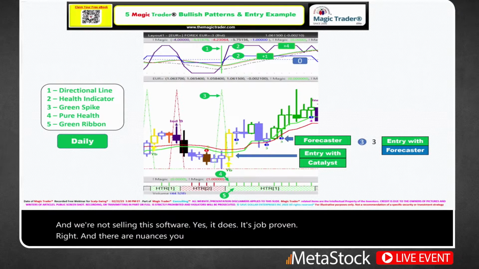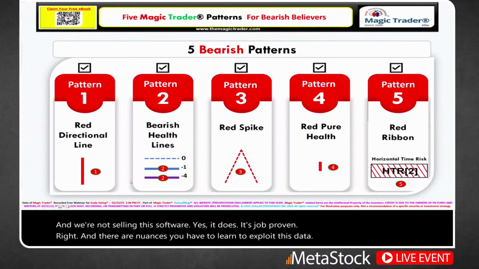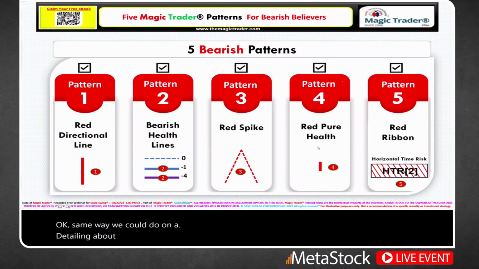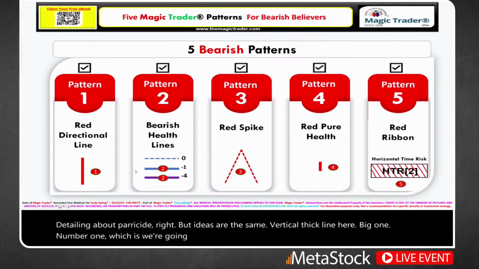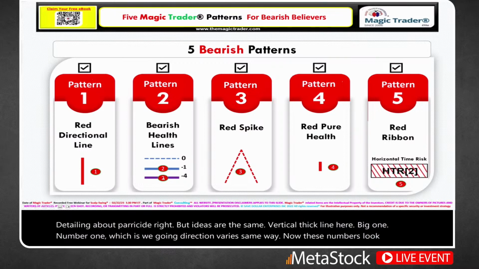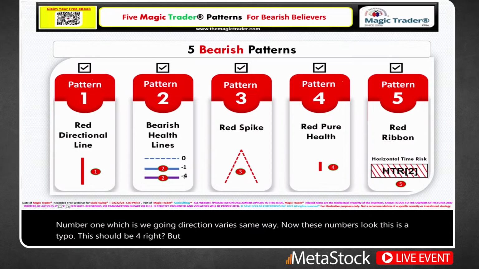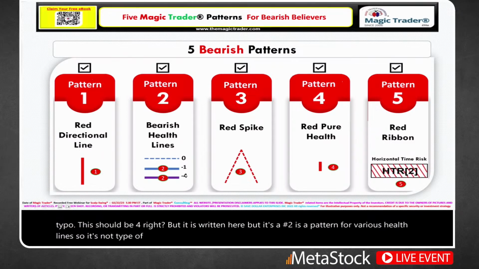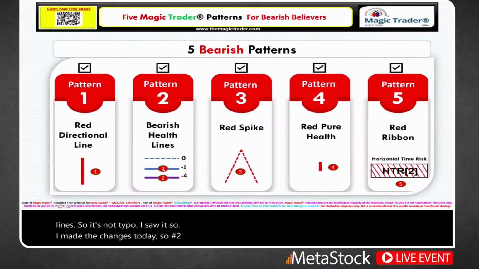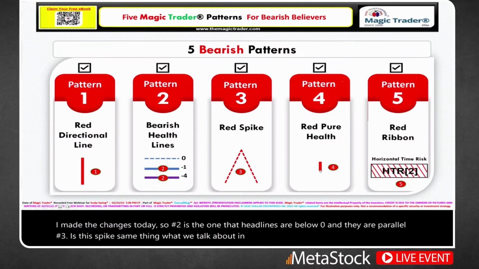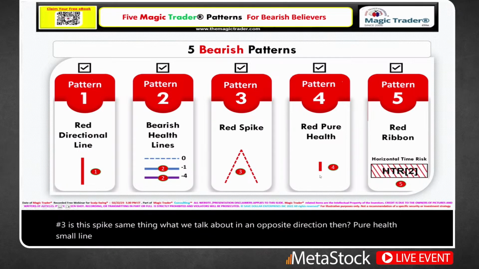You have to learn to exploit this data. Okay, same way we could do a detailing on the bearish side, right? But the ideas are the same. Vertical thick line here, big one, number one, which means we're going in the bearish direction. Now these numbers, look, this is a typo. This should be 4, right? But it is written here as number 2, which is a pattern for bearish health lines. So it's not a typo. I saw it, so I made the changes today. Number 2 is where the health lines are below 0 and they are parallel. Number 3 is this spike, same thing we talked about in the opposite direction. Then the pure health, small line just above the horizontal bearish time risk is number 4, and horizontal time risk is number 5. So once you identify them, it becomes much easier.